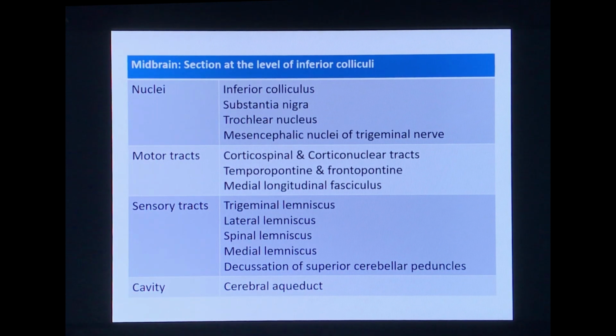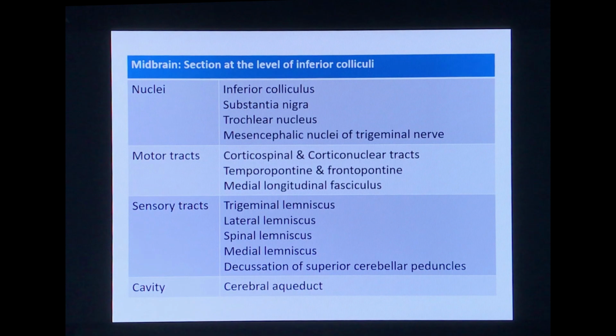So that proprioception, the jaw movement, the sensation is mainly conveyed to the mesencephalic nuclei of the trigeminal nerve, which is located in the midbrain. Then motor tracts, same, corticospinal and corticonuclear.